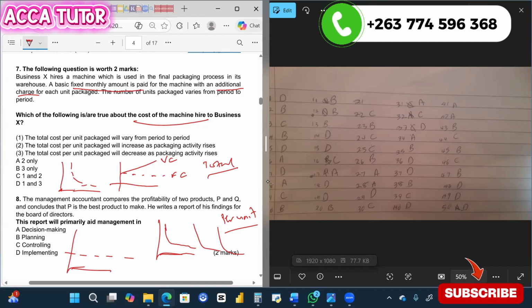Why is it so? For example, you are renting a shop and you are paying $100 per month. When you are selling 10 loaves of bread per month, what is the cost per bread? It simply means that the cost per bread is actually $10. That is 100 over 10.